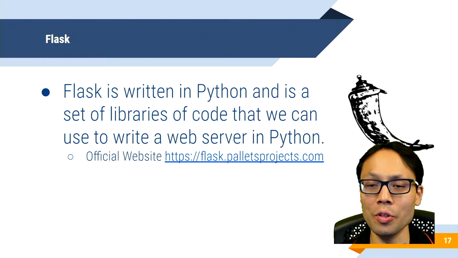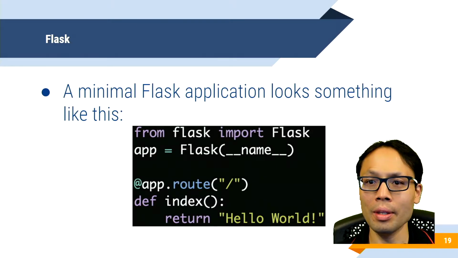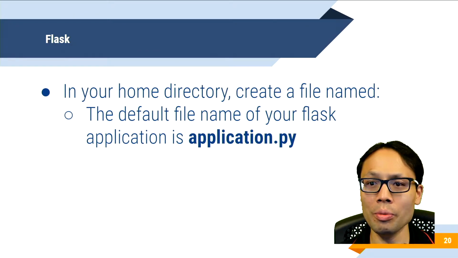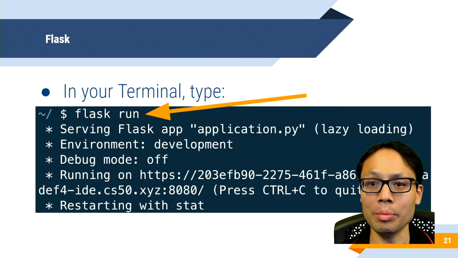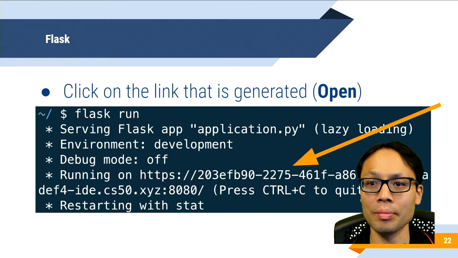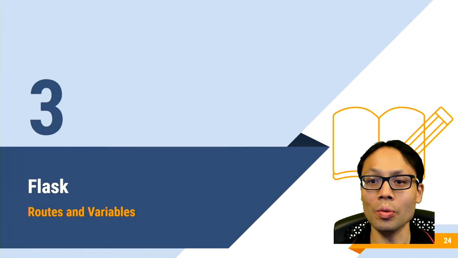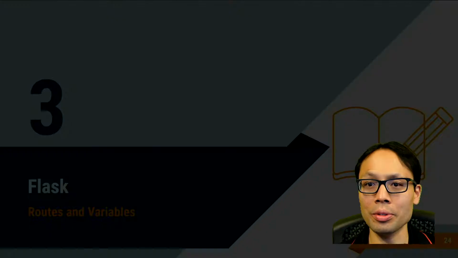Okay, quickly review Flask, a micro framework written in Python. You can check out the official website if you're interested. Flask uses an MVC, or model view controller. And a minimal Flask application looks something like this. So in your home directory, the default name of your Flask application would be application.py. And again, to run your Flask application is simply flask run. To see the website that you created, just click on the link, click on open, and that'll open the web page for you.